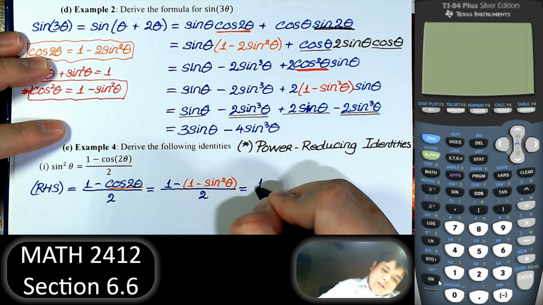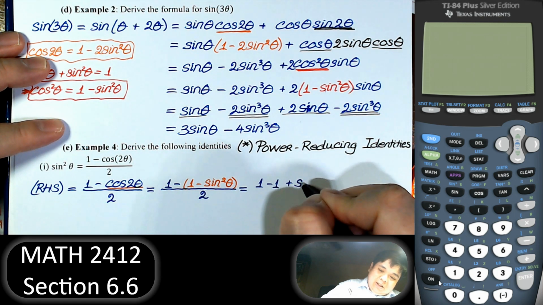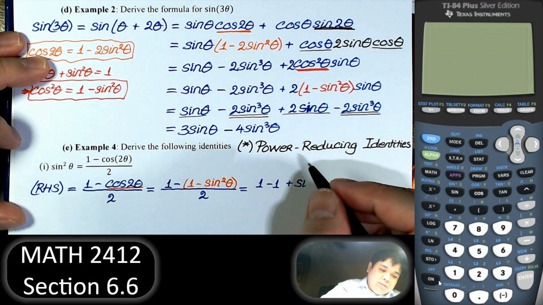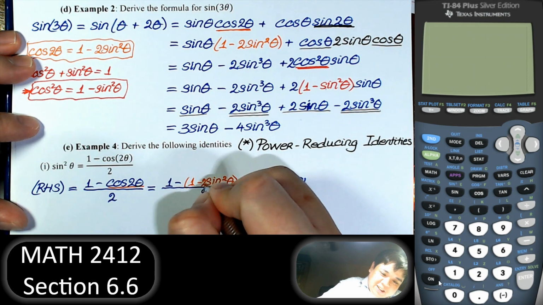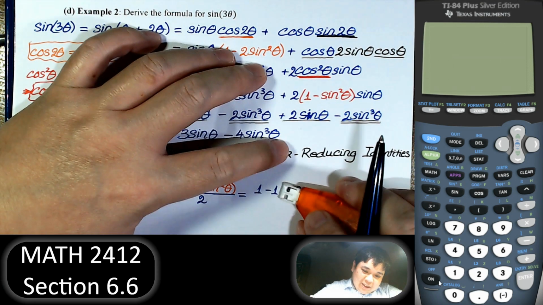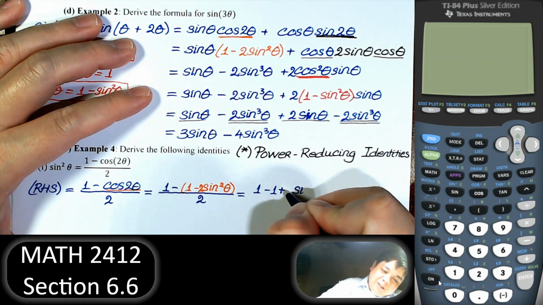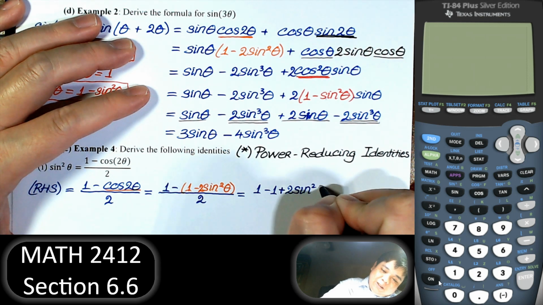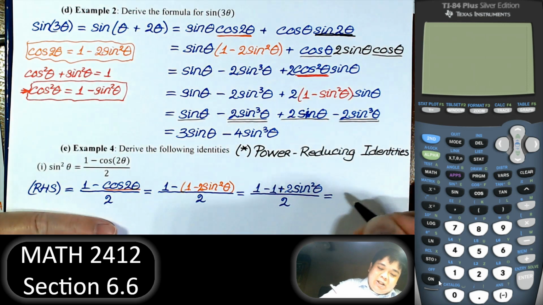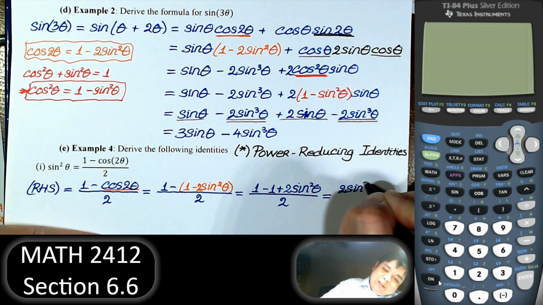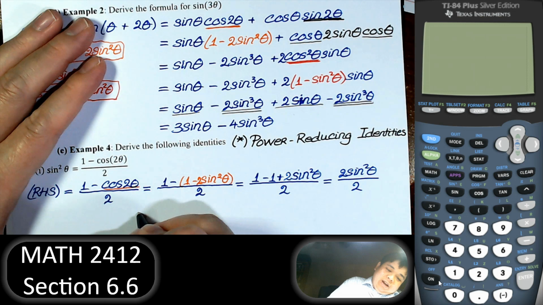1 minus, minus a negative, that's a plus. I keep forgetting the 2. Sorry. 1 and 1 cancel out. We have 2 sine square over 2, and the 2s cancel out. We have equal to sine square.